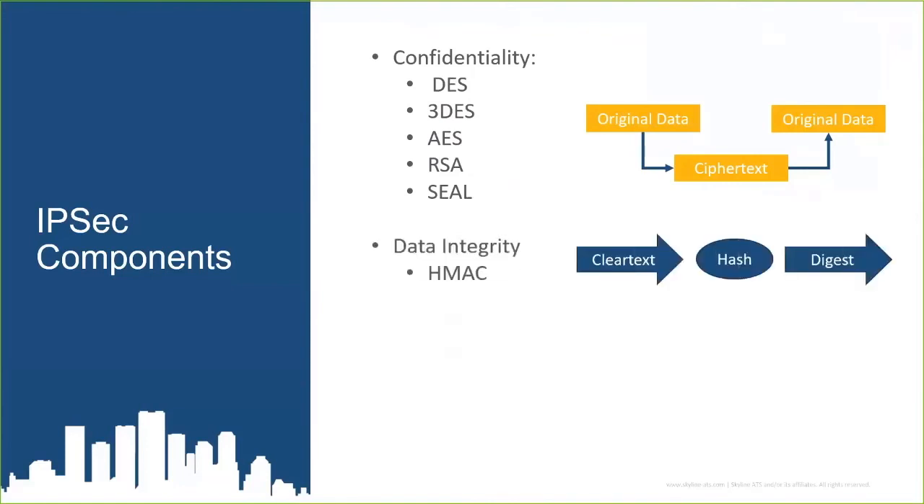Now, IPSec also provides for data integrity. Data integrity is effectively a way of taking clear text data and running it through a hash algorithm. The difference here is that when it runs it through the hash algorithm, it also associates a key with that hashing mechanism. And so hashed message authentication codes validate that in transit, the data hasn't been changed from source to destination.